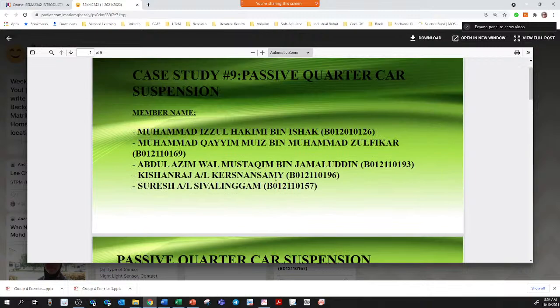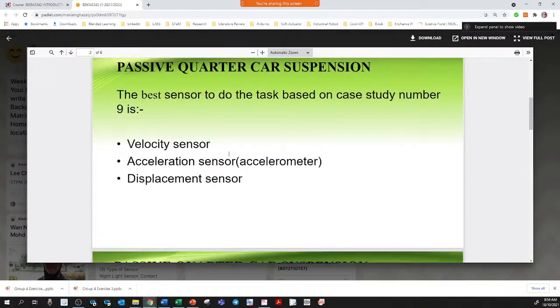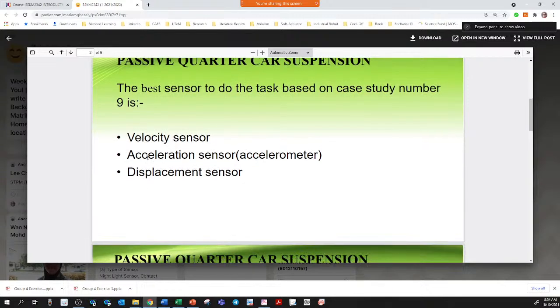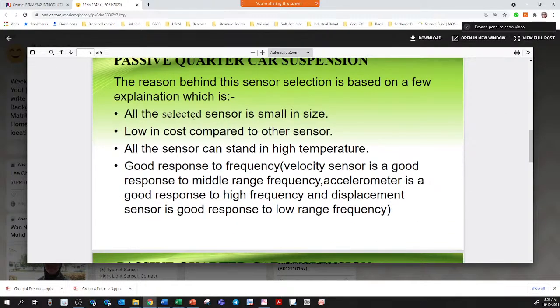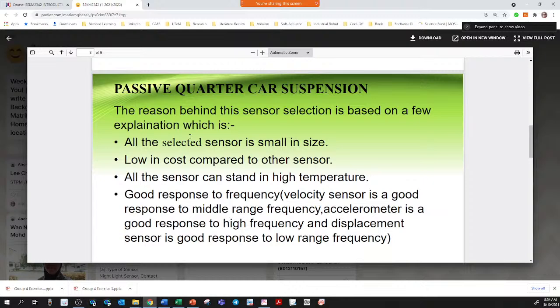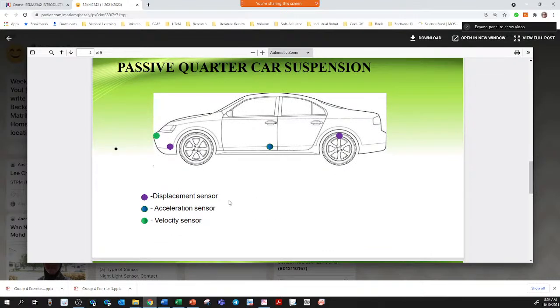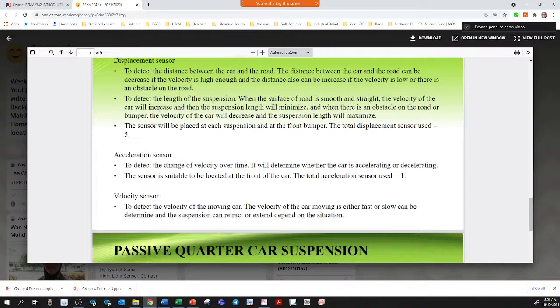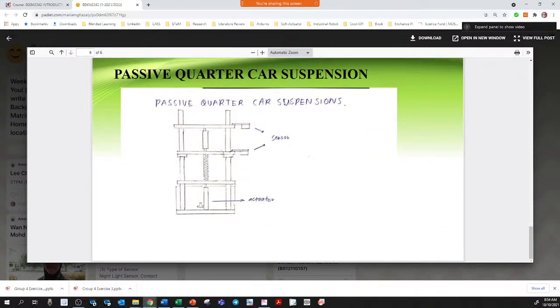So this one, the students in group 9 did okay. They list out three types of sensor: velocity sensor, acceleration sensor, and displacement sensor. Then they explain what the advantage of the sensor is, what the requirements are basically. That's good. They explain a little bit about the passive vertical sensor system, where all the sensors should be, the location of the sensor, and explain a bit about the displacement sensor. Very good. I think this group did a better version of that.